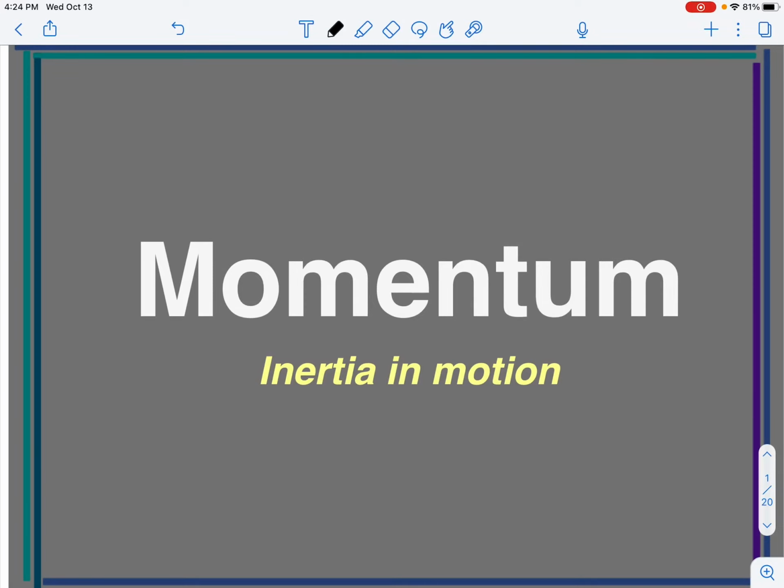Today we are going to learn about a new vocabulary word called momentum, and we define momentum as inertia in motion. So before we get into the specifics of momentum, we're going to take a little bit of time to review some old vocabulary that will be once again relevant in this chapter. The word momentum is defined as inertia in motion.